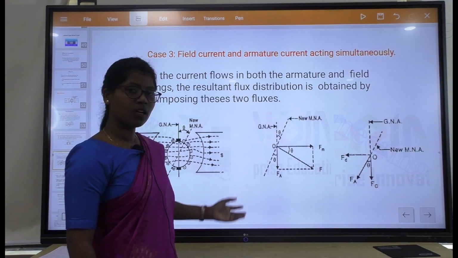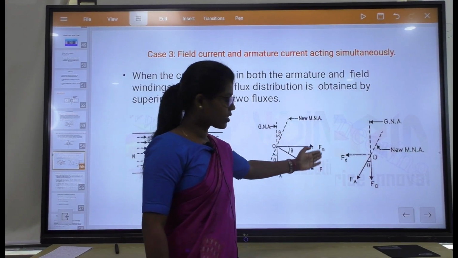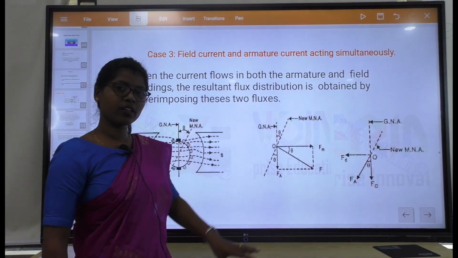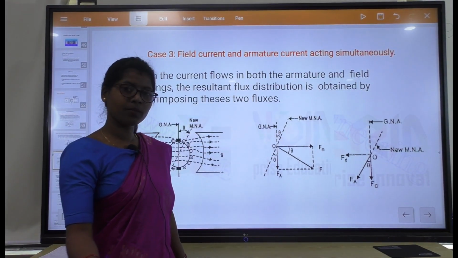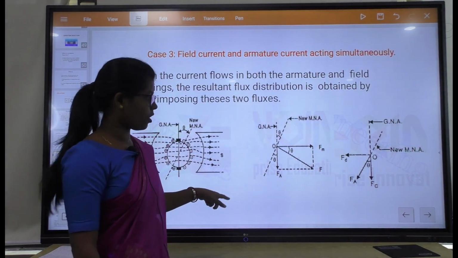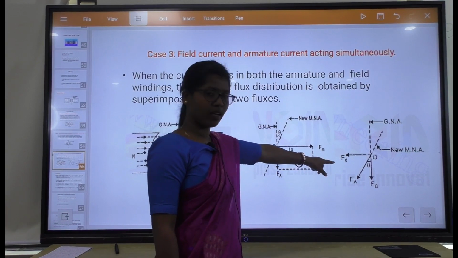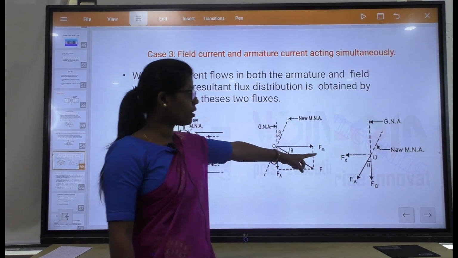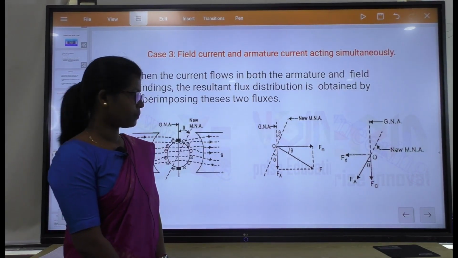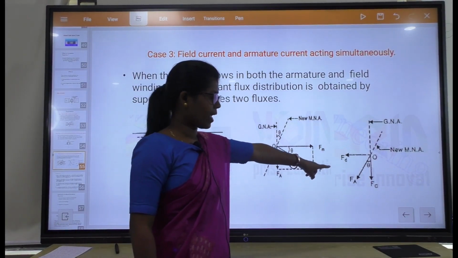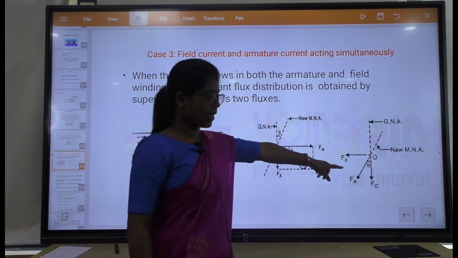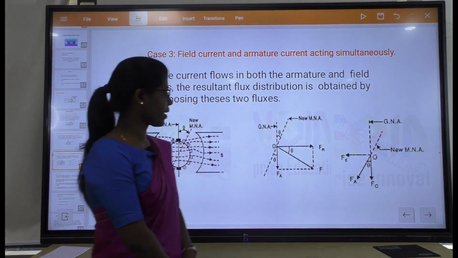This is because our MMF also shifts, because the conductors which were earlier under the north pole come under the south pole, and those which were earlier under the south pole come under the north pole. So the MMF due to the armature is also shifted through an angle theta. So here we can see our MMF FA is no longer vertically down, it has some angle theta.